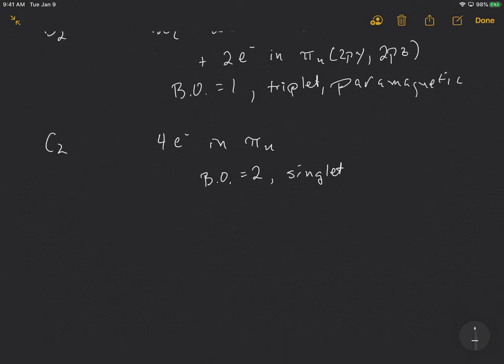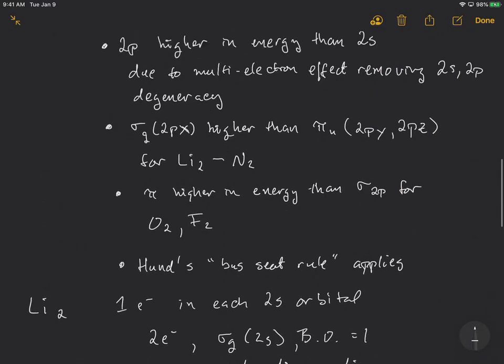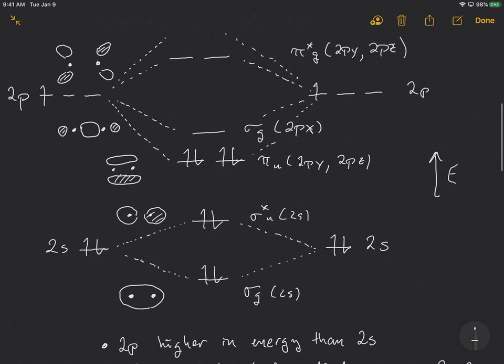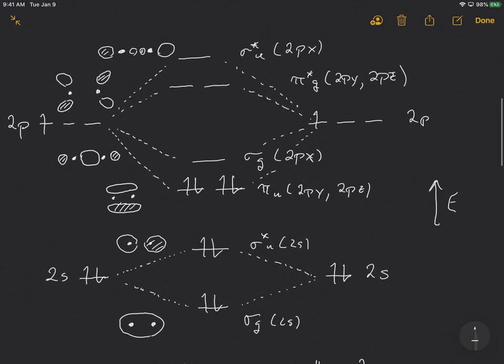Now, if we move on to N2, again, putting 2 more electrons into the system. Now we're going to be moving electrons into sigma g. Oh, and I forgot to put one of our electrons in the last system. Okay, so now we've got 3 electrons, 1 in each of the 2p orbitals.